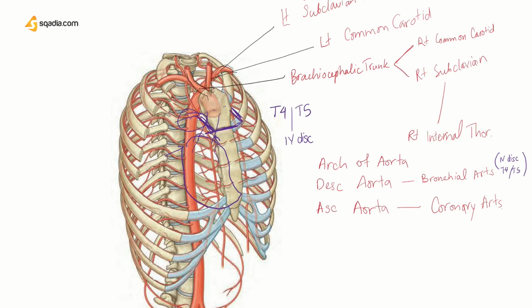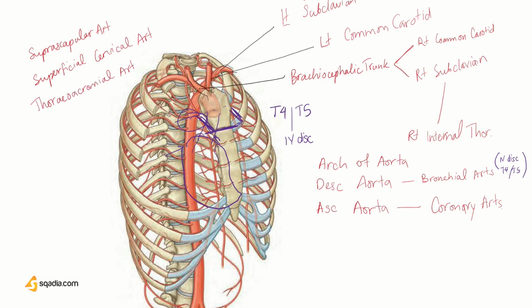There are some other arteries that participate, but I'll just name them. There's something called the suprascapular artery. So I'll repeat that, suprascapular artery. And we have the superficial cervical artery. And we have the thoracoacromial artery. And we have the lateral thoracic artery. And finally, we have the subscapular arteries.